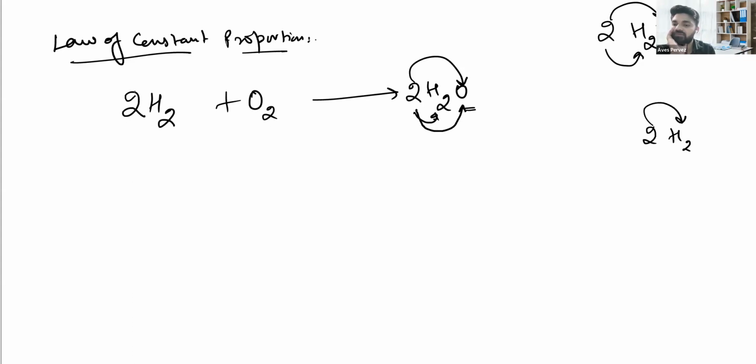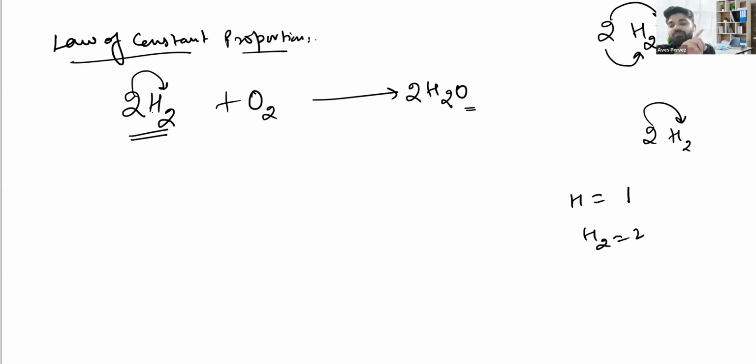Now this has also become 4. Now this reaction is balanced. Now you see here the total: there are 4 hydrogen atoms, and 1 hydrogen atom has a mass of 1. I have written that H is equal to 1, or you can say that H2 is equal to 2. So there are 2 H2 molecules, so you have to multiply by 2. So this is 4 gram.